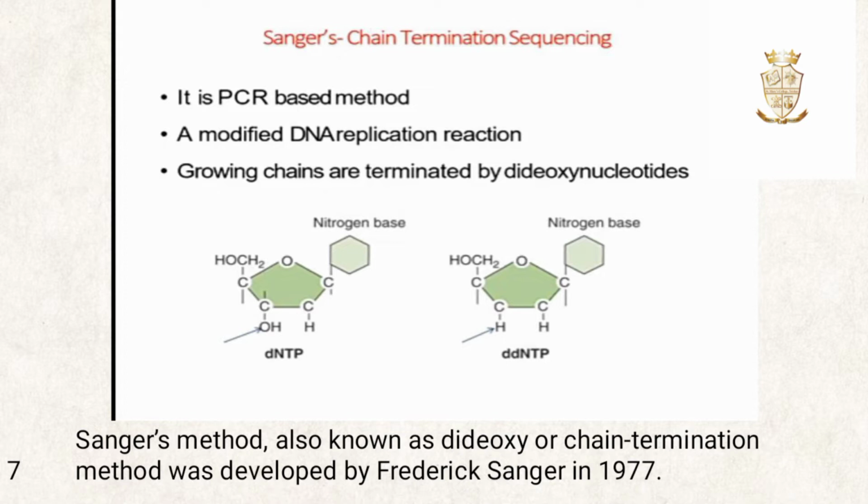Sanger's method is also known as dideoxy or chain termination method. This method was developed by Frederick Sanger in 1977. It is a PCR-based method and also a modified DNA replication reaction. In this method of sequencing, the growing chains are terminated by dideoxynucleotide, that is ddNTP.